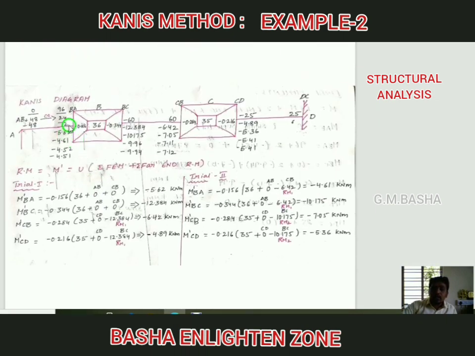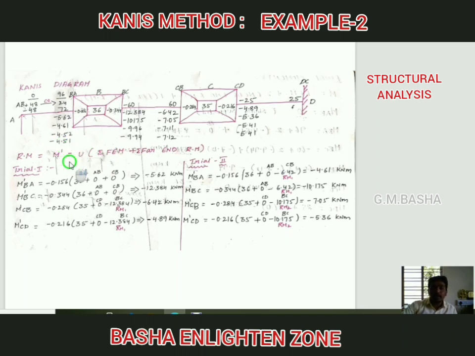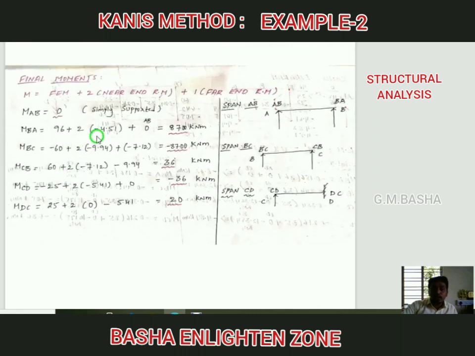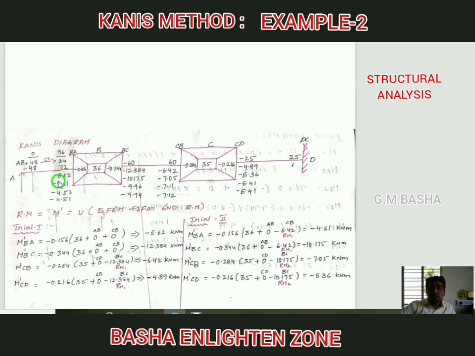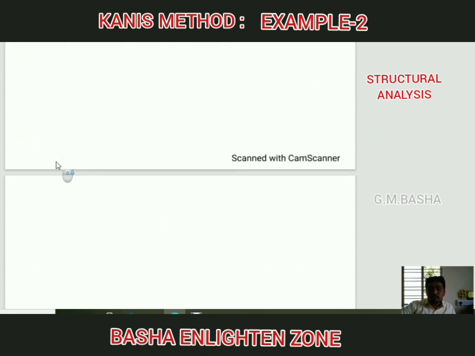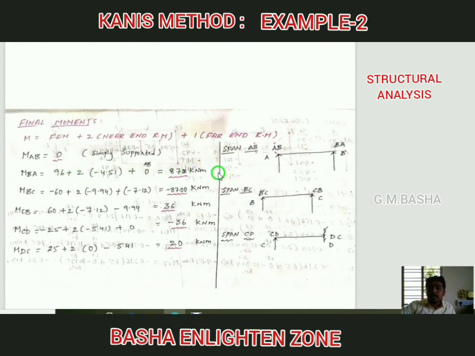So what is the near end rotation moment for BA? For BA, the rotation moment we obtained earlier is minus 4.51. That is the near end rotation moment for BA. So I am taking 2 into minus 4.51 plus 1 into the far end rotation moment. You can write 1 into it or directly the far end rotation moment, there is no difference. The far end rotation moment for BA is that of AB only, so I am taking directly 0.